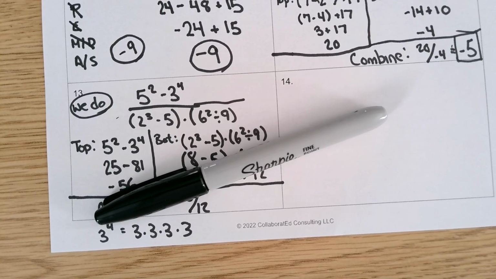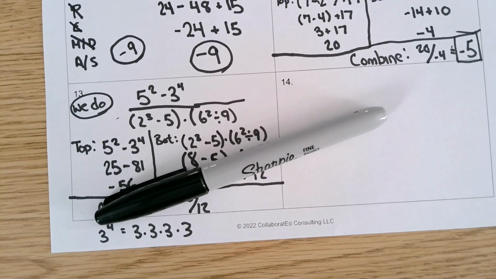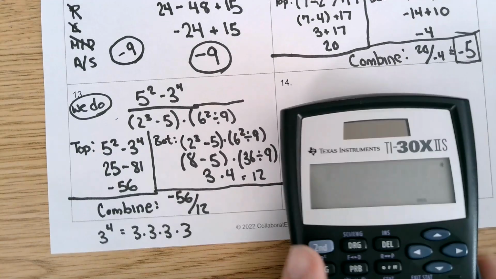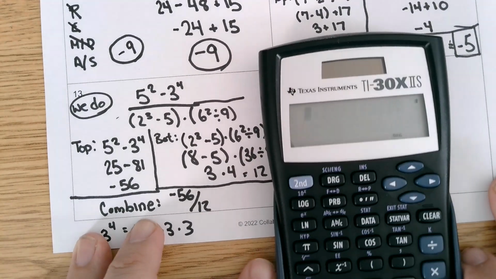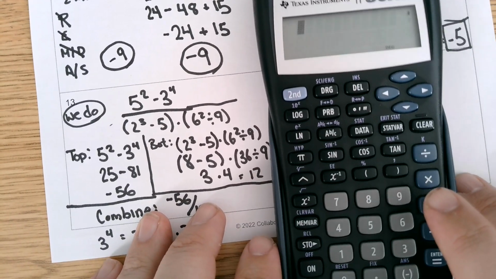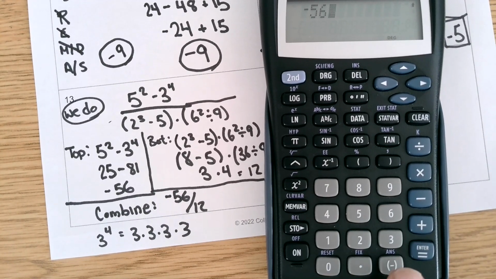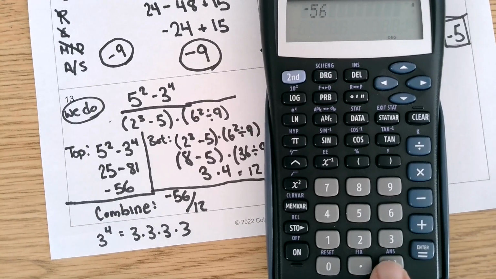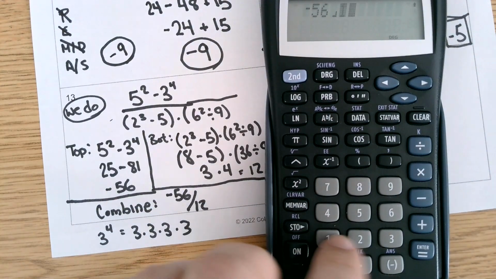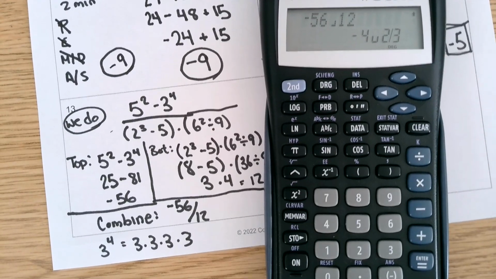All right, so you could simplify negative 56 over 12. If you're struggling with simplification, let's do this on the old calculator. So I'm going to show you how to do this. Okay, so we have our fraction of negative 56. Make sure you're using this negative button, not the minus button, the negative button. ABC, this button right here, ABC, 12. Then you hit enter. And the calculator will simplify it for you.